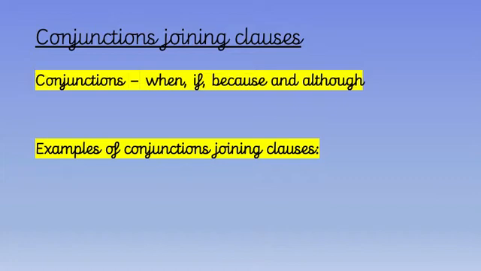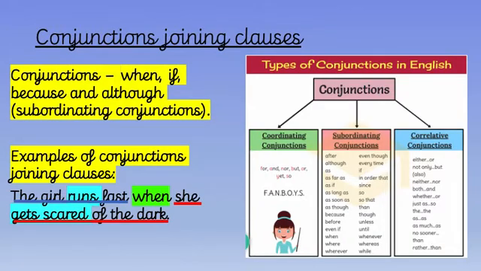Okay, so conjunctions, joining clauses. Conjunctions that we are going to be looking at today are when, if, because, and although. There are loads of other conjunctions, and I am going to give you some examples of conjunctions on the next page. Joining the clauses together. So conjunctions joining clauses. The conjunctions we're looking at, as I've already said, are when, if, because, and although.